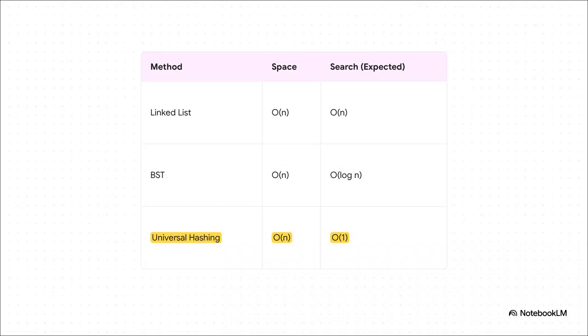So let's just put it all side by side. A linked list is efficient on space, but way too slow. Other smart data structures like balanced search trees are a big improvement, giving us logarithmic time, but they still get a little slower as the data grows. But then you have universal hashing. It hits the absolute jackpot. Efficient O(n) space. And that incredible O(1) expected time. It is the undisputed champion for the dictionary problem.